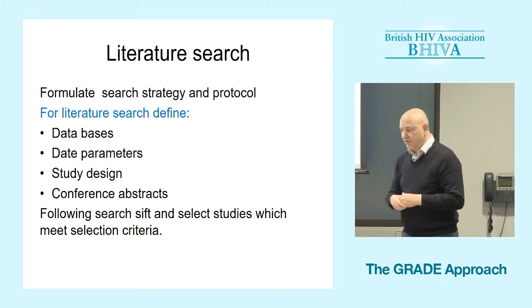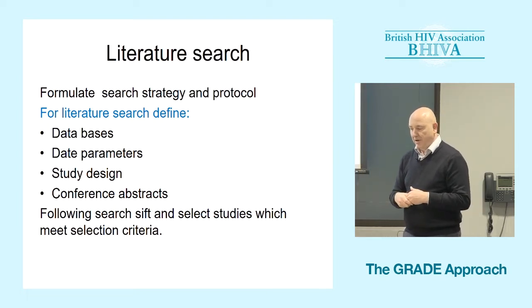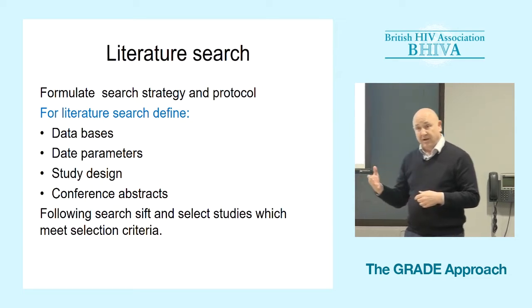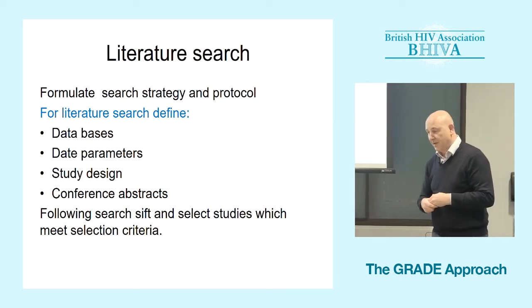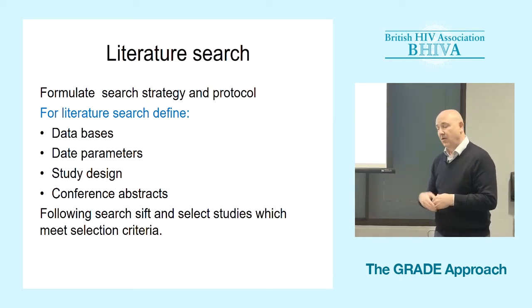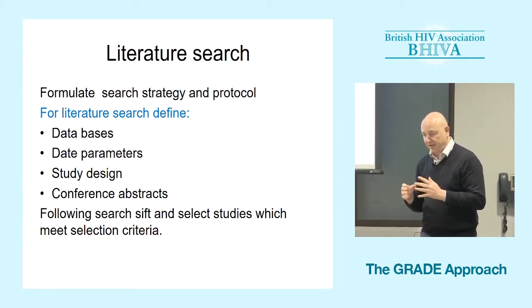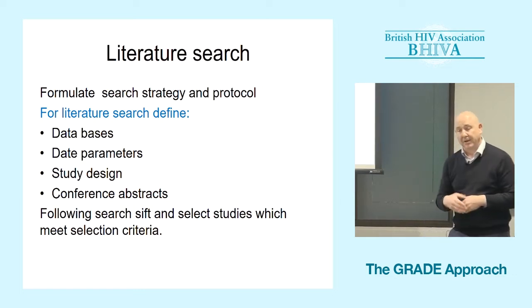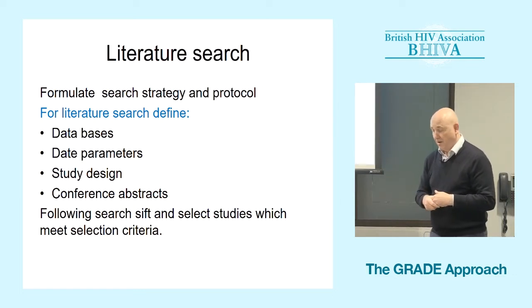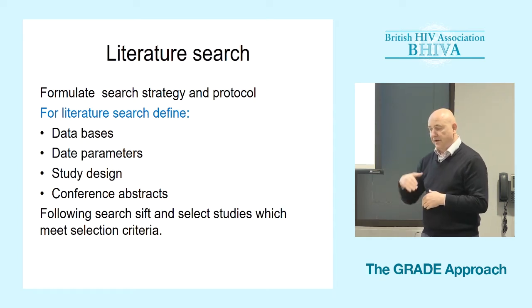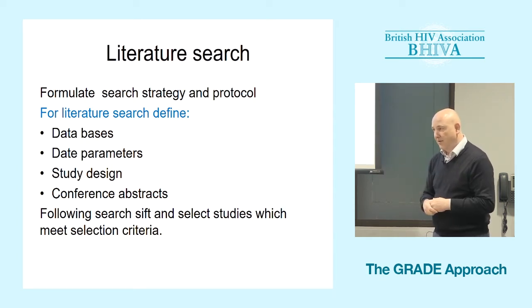You then develop your literature research, you formulate your search strategy and protocol. That means you define your databases, you define your date parameters, you look at the study design. Is it all going to be randomized controlled trials, or are you going to put in cohort studies? Are you going to include conference abstracts? All of that clearly will have an effect in terms of what you find. At the end of that, you will then have to search, sift and select studies which meet your selection criteria according to what you're trying to look at. Your search strategy will identify multiple different studies, and then you whittle those down to a few.